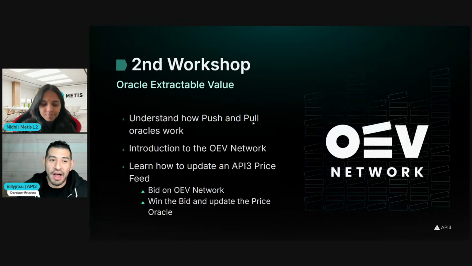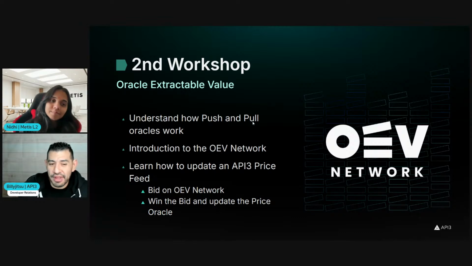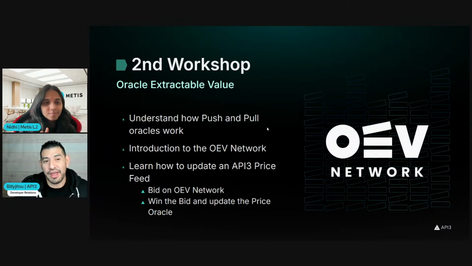Second workshop is Oracle Extractable Value: understanding how push and pull oracles work, an introduction to the OEV network and why it exists, and then we learned how to bid on the OEV network and update a price in real time. That was done on mainnet because there is no testnet version for that.